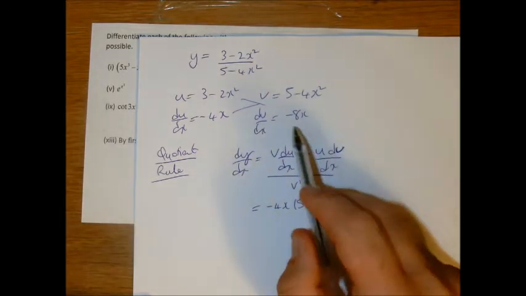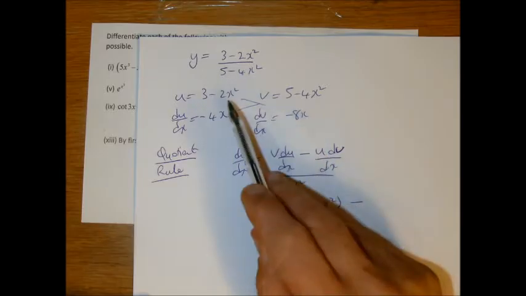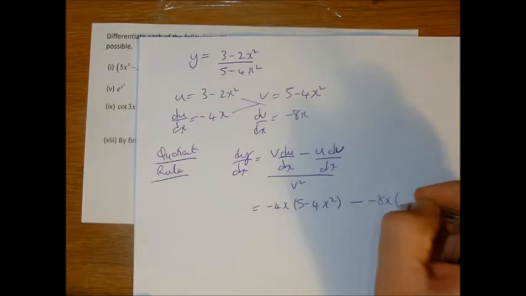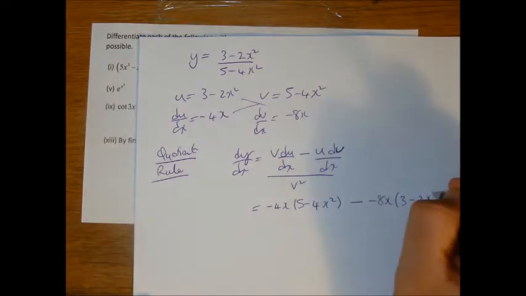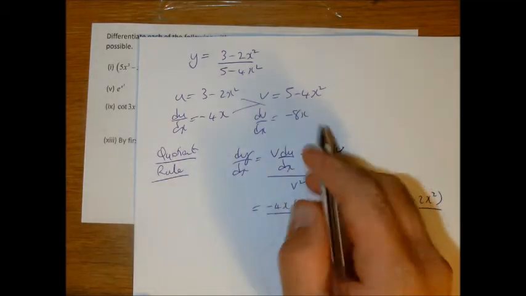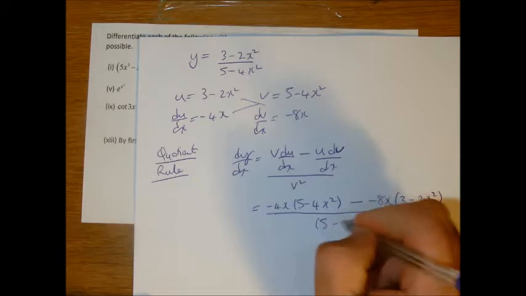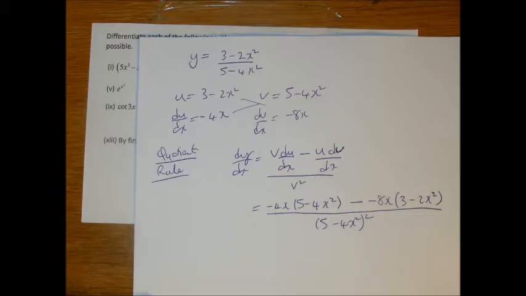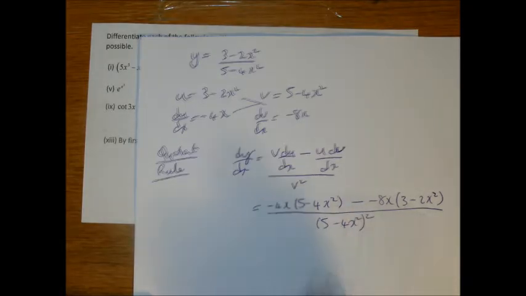Take away, and then we've got that times that, okay, that times that, so maybe we'll write that first, so minus 8x, 3 minus 2x all squared, 2x squared, sorry, all over then your v squared, so your v is here, so if you square that, you got 5 minus 4x squared all squared. Now, when it comes to simplifying this, leave the bottom as it is, okay, you don't need to simplify that any further. The top, obviously we can tidy that up, simplify it.